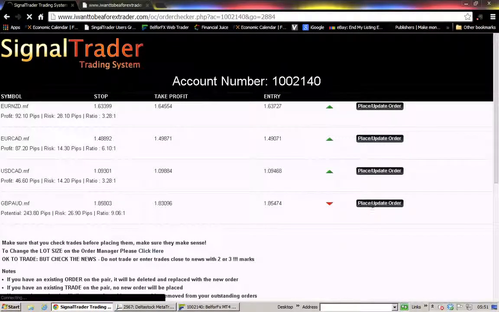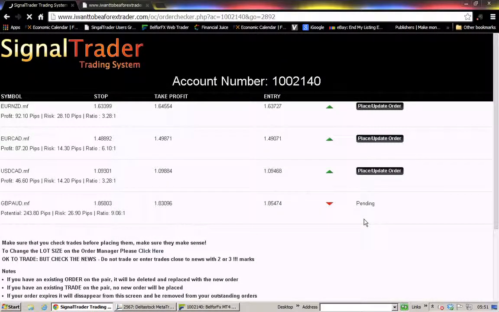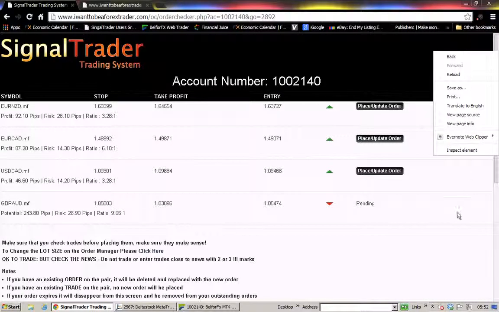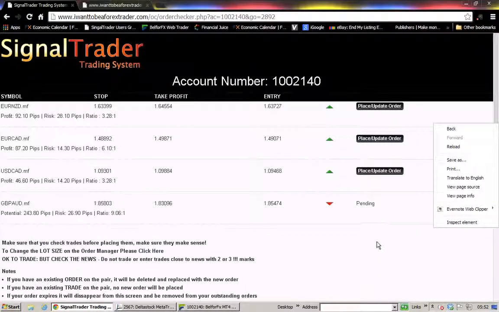Where we are, GBP Aussie dollar. I kind of like the look of that. Lots of lovely pips in that one: 243 pips for a 26 pip risk. I think that's probably worth doing, isn't it? Worth the risk reward. The thing about SignalTrader is we're looking for big trades. Look, the minimum is about 40 pips.